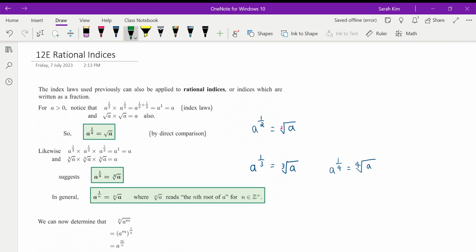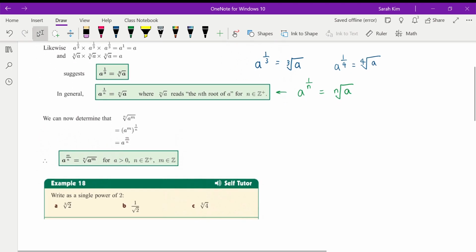So in general, as you can see in this rule over here, if a has a power of 1 over n, it's going to be the nth root of that a. That's all you need to know. So write those green boxes down.